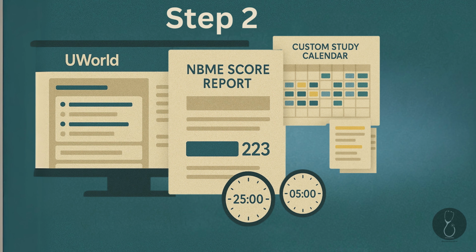Step 2. Master question banks plus self-assessment. Your real learning happens through practice questions. Aim for 2,000 to 3,000 UWorld questions. Focus on reviewing explanations, not just getting the right answer.